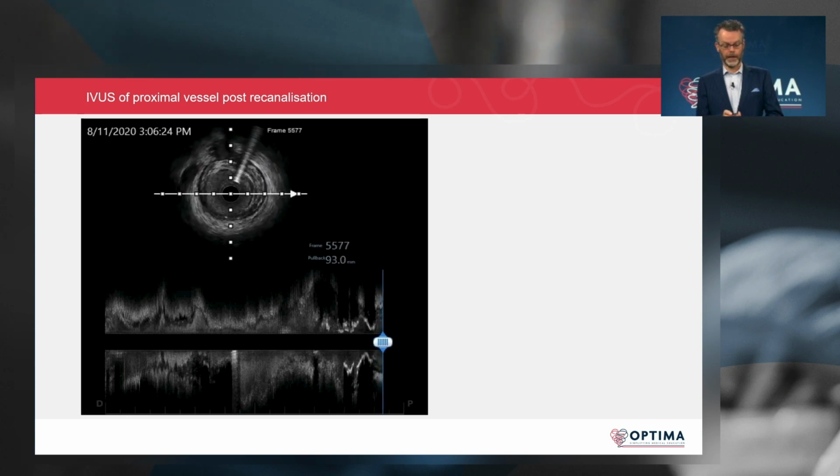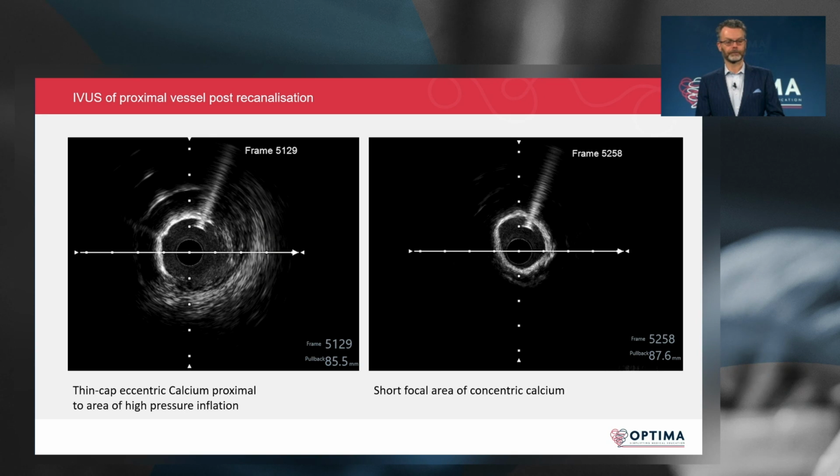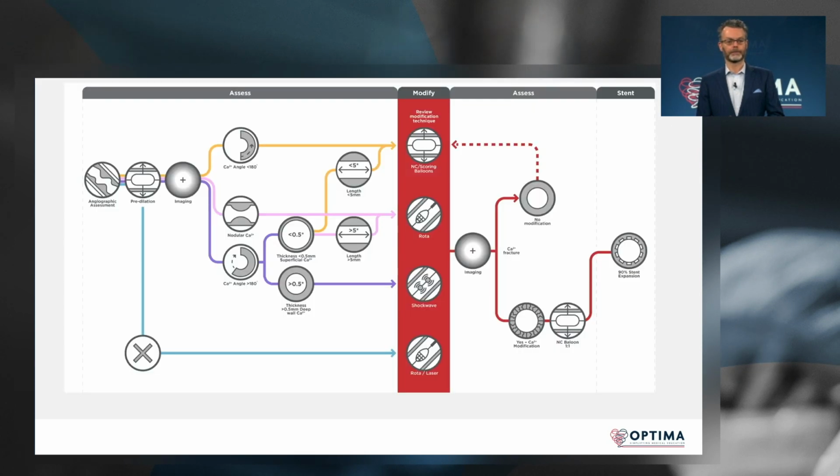So let's have a look at that IVUS in a bit more detail. Firstly, distal to this concentric lesion, you can see thin cap eccentric calcium, and that's proximal to the area of high pressure inflation. And this very short but focal area of totally concentric calcium, which the balloon at high pressure has totally failed to modify.